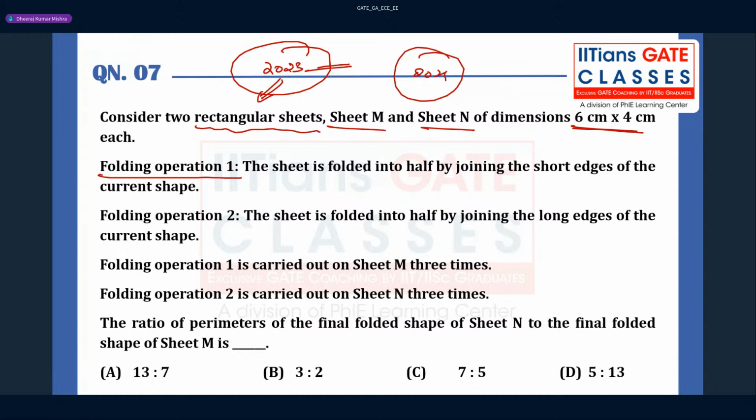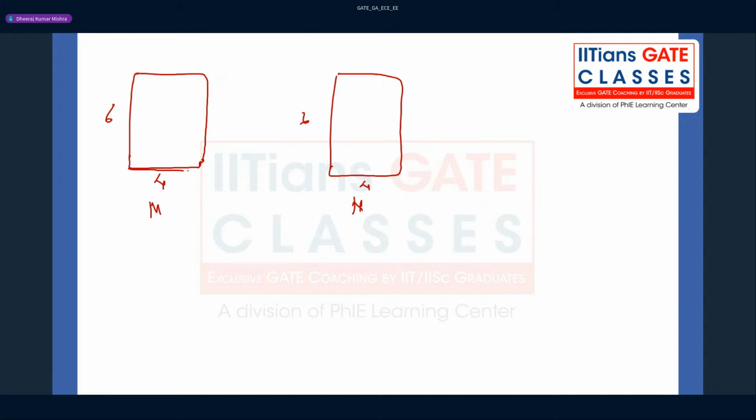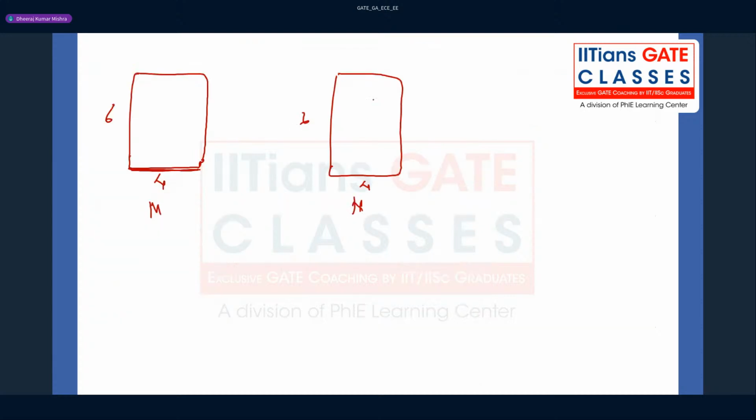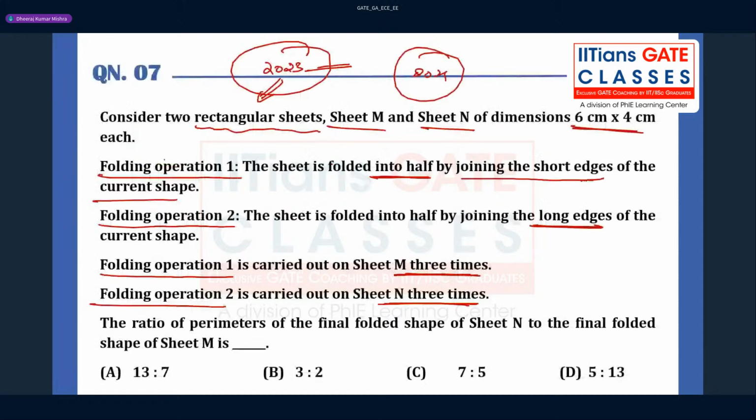So folding operation 1: the sheet is folded into half by joining the short edges of the current shape. What is the short edge, guys? Short edge is going to be 4 in this case. Long edge is going to be 6, right? So you have to understand that. How many times you have to repeat? Folding operation has to be carried out 3 times. And for folding operation 2 also, 3 times, remember. In folding operation 2, the sheet is folded in half joining the long edges. So in the case of N, you have to fold along the long edge, and in the case of M, you fold the short edge. What they're asking is the ratio of the perimeters of the final folded shapes.